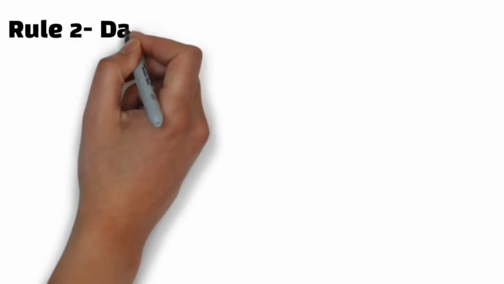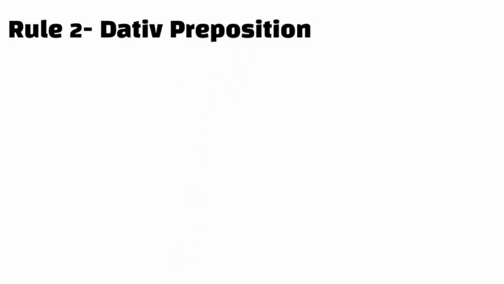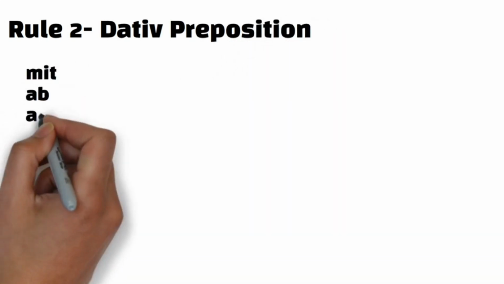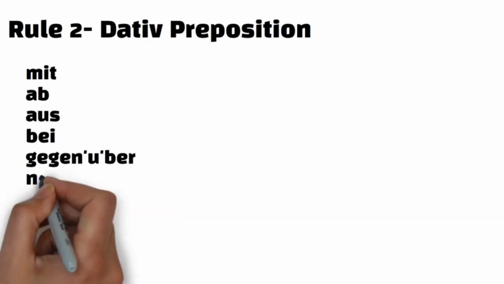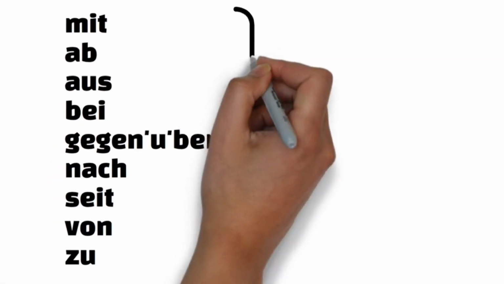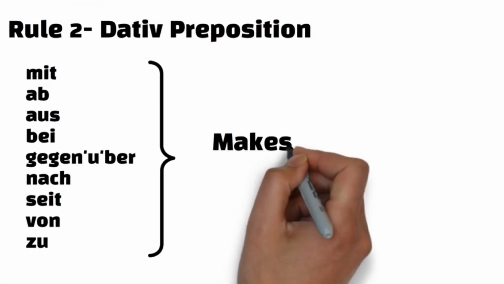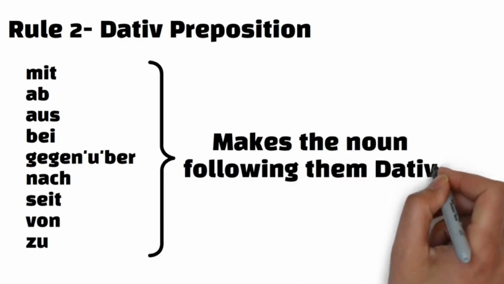The next rule is dative prepositions. So prepositions such as mit, ab, aus, bei, gegenüber, nach, seit, von, and zu, these are the prepositions which make the nouns following them directly dative.